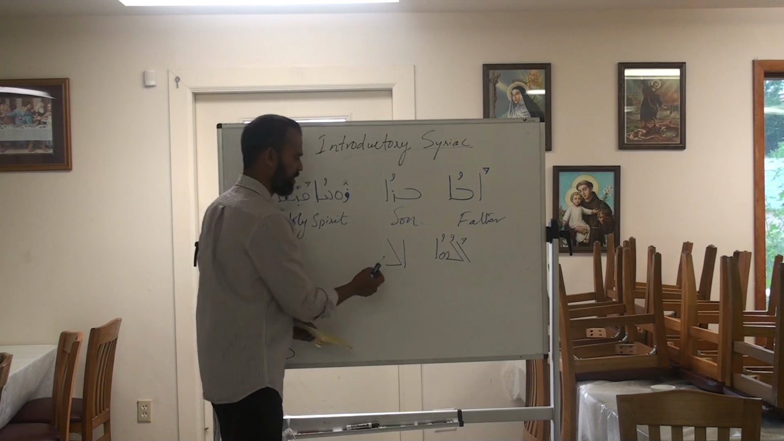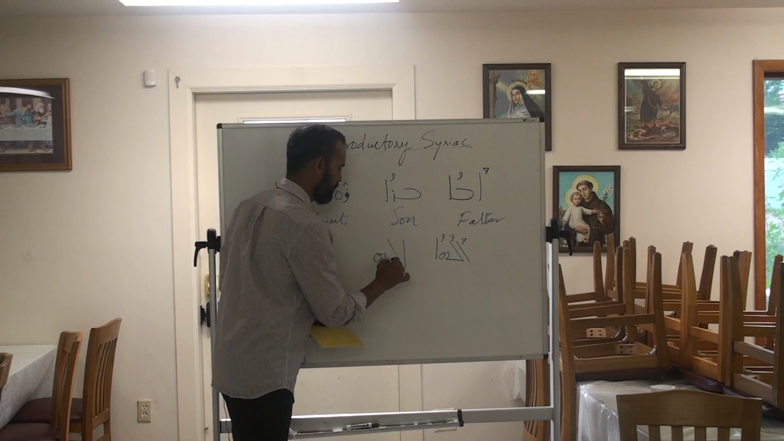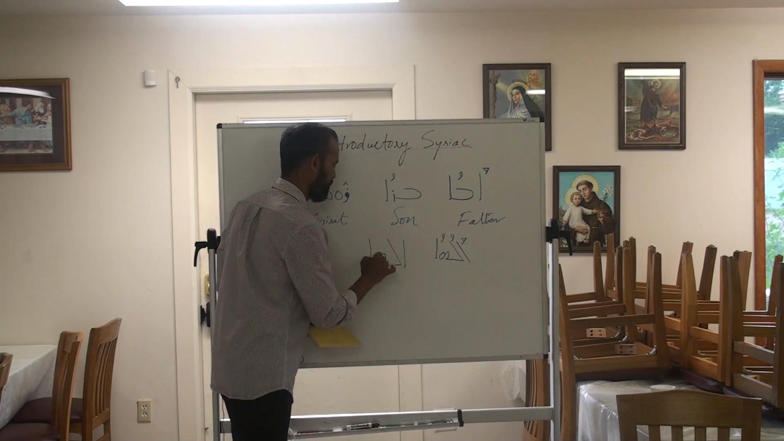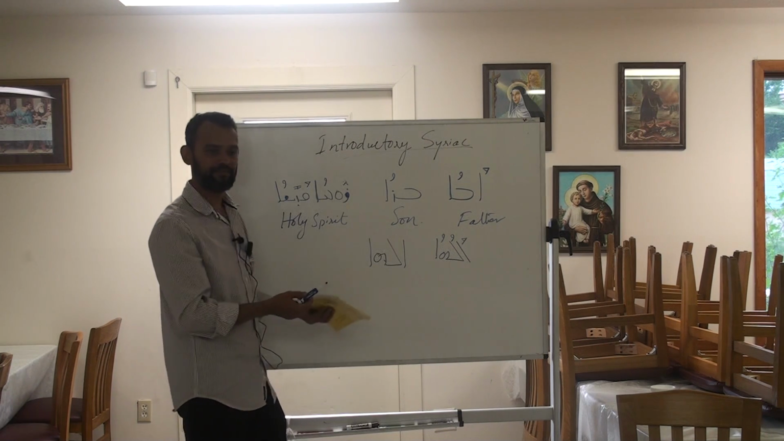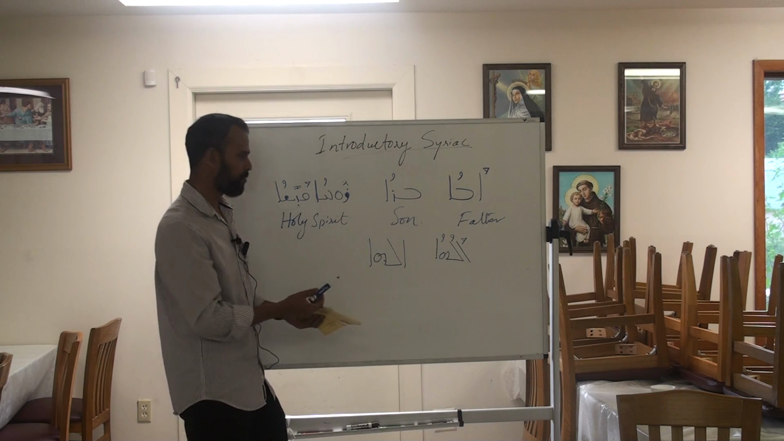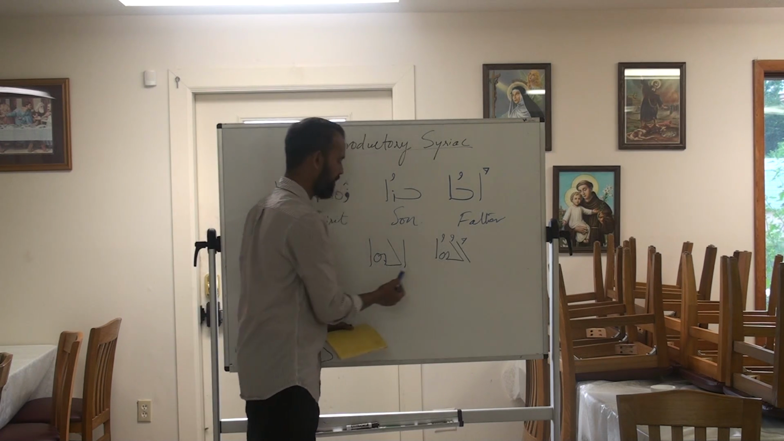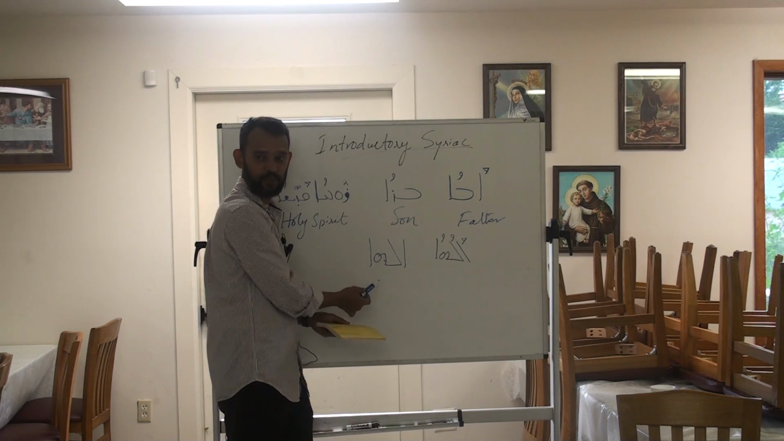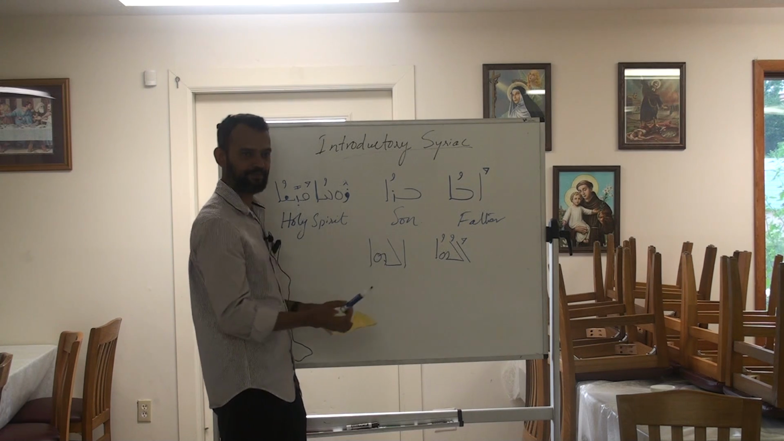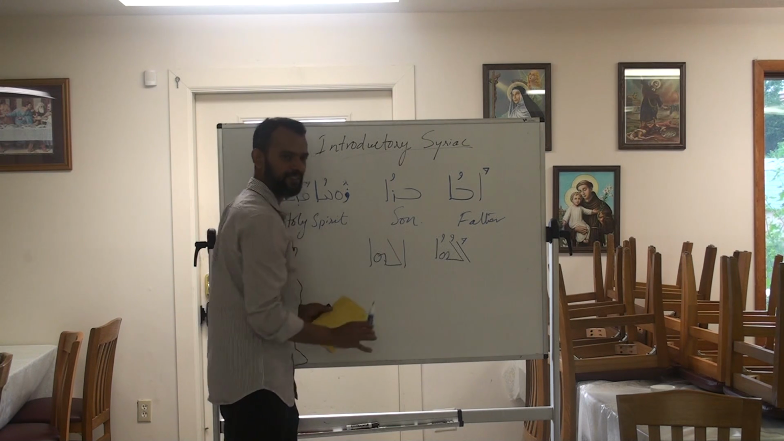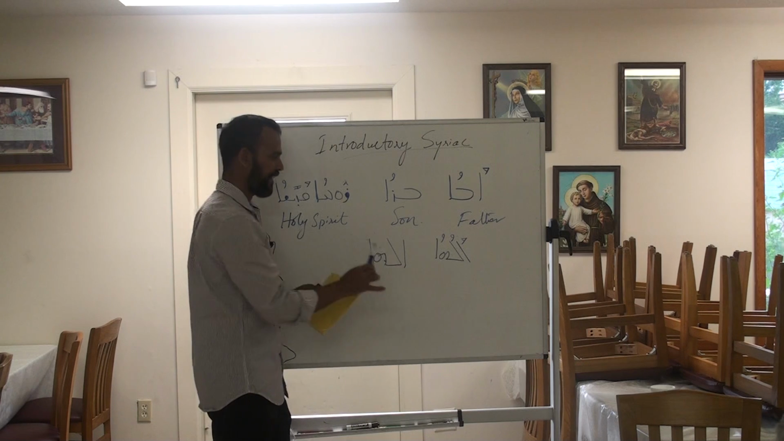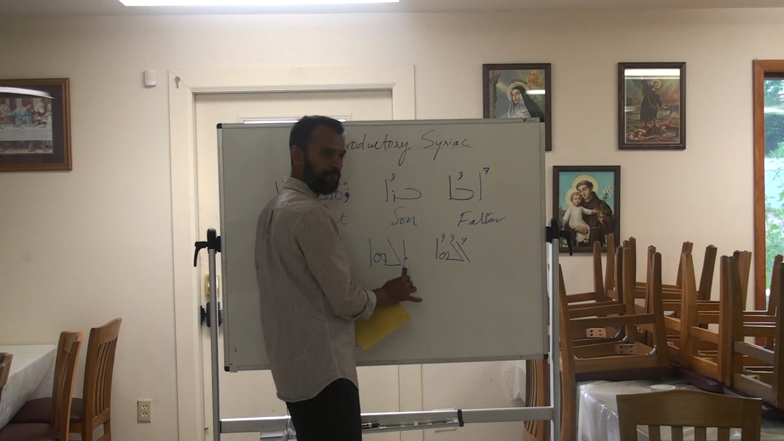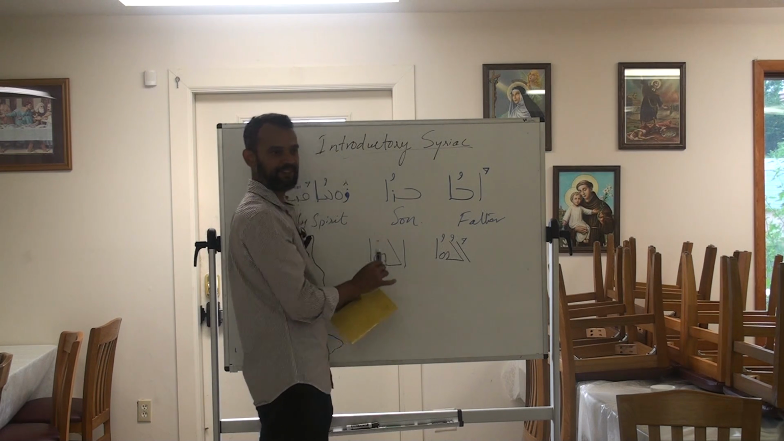Somewhere you will find written like this also. It's not a universal rule. In some scripts you will find written like this, and somewhere like this also. Okay, so just keep it in mind. Olaf can take the shape of Lomat.